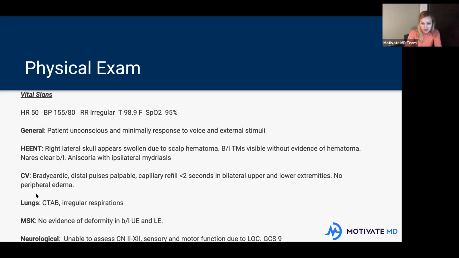No peripheral edema. That's good. Can anybody tell me, how do we check for peripheral edema in a patient?